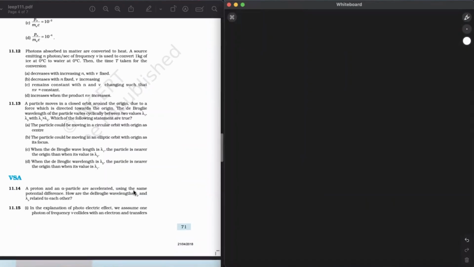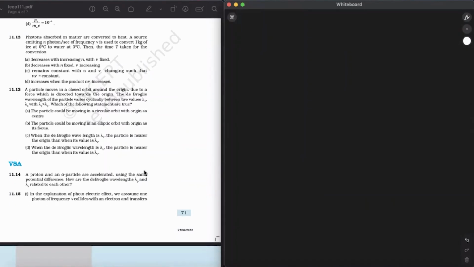Okay. So moving forward, question number 13. A particle moves in a closed orbit around the origin due to a force which is directed towards the origin. This is how the particle moves. This is the origin. See, it is not an ellipse. It is a disc shape, and you are just seeing the isometric view of this, like you are looking at it from an angle. If you look at it from vertically upwards, it will appear as a disc view.